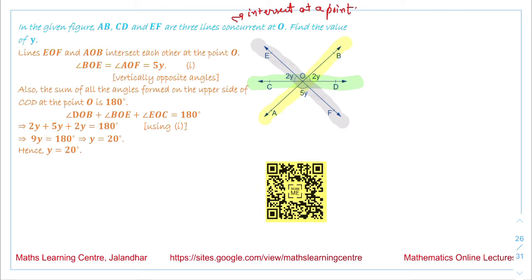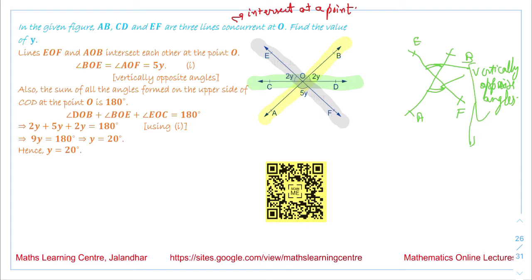First thing we see is that if I am talking about these two lines, EF and AB, these two angles are vertically opposite angles, and we know that vertically opposite angles are equal. It means if this angle is 5y, then this angle is also 5y, because these two are vertically opposite angles.